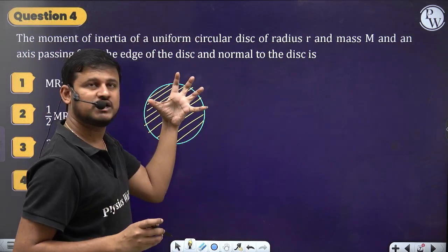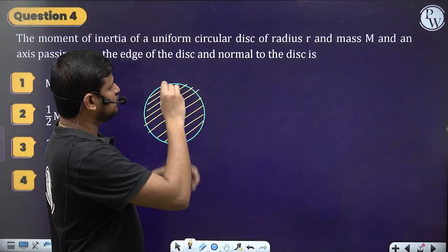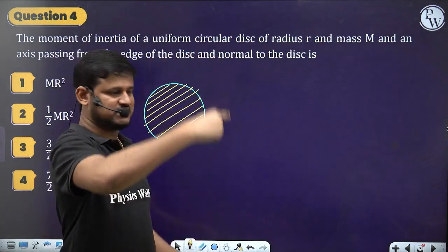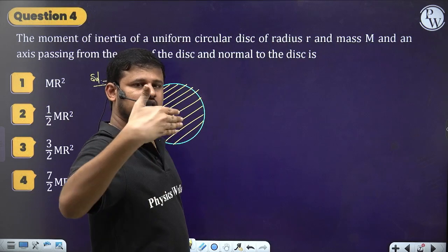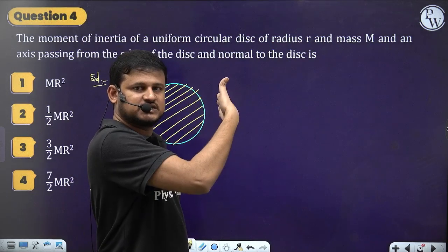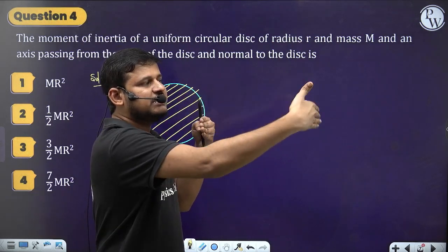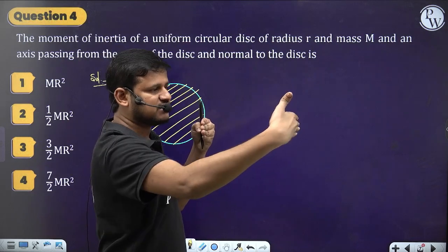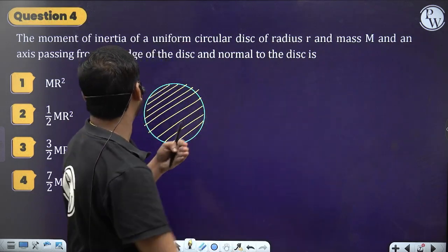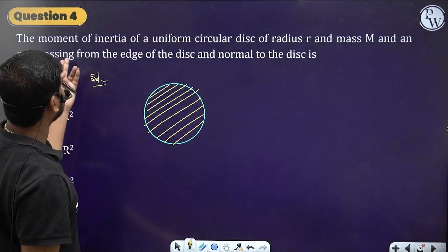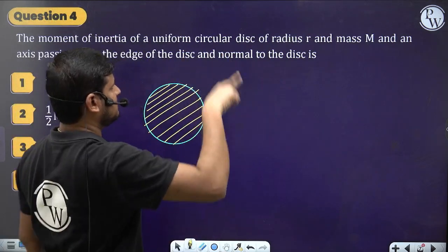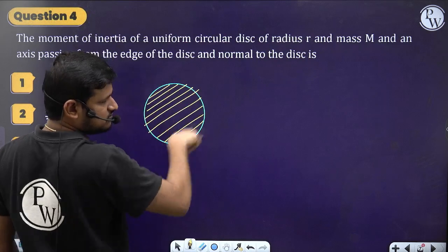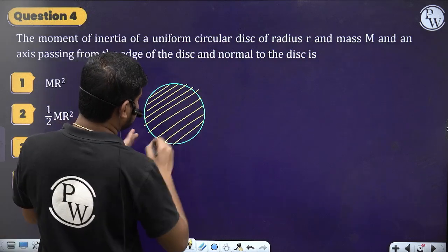Let's suppose you are holding the disk like this, in my hand. This is a disk. Now this will be the axis which is passing through the center of the disk. But we need it here at the edge of the disk, tangential to the disk. See here, passing from the edge of the disk and normal to the disk. This is the disk, and you know about its center here.